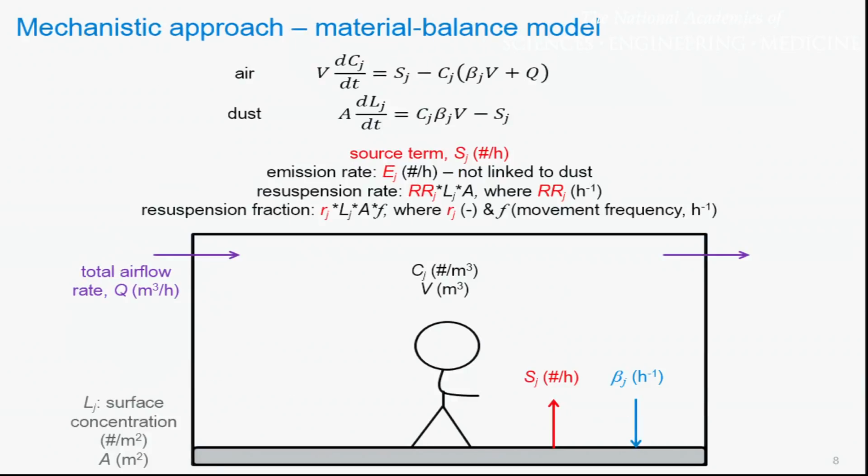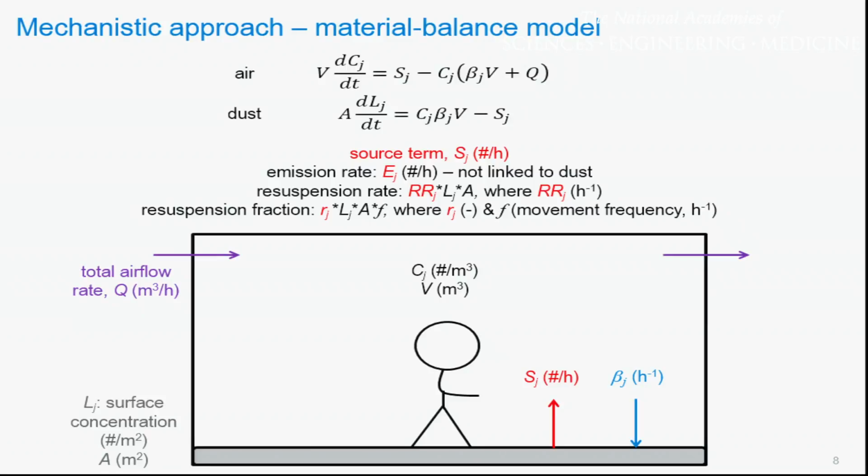And in the studies that I just showed and others, we use a material balance model, as some of you may know, to mechanistically evaluate particle resuspension. So we can treat resuspension as a source, look at the concentration in the air, and also the surface concentration, which would be L. And this is something I think is particularly interesting in terms of the size distribution of dust, which I'll describe in a few slides.